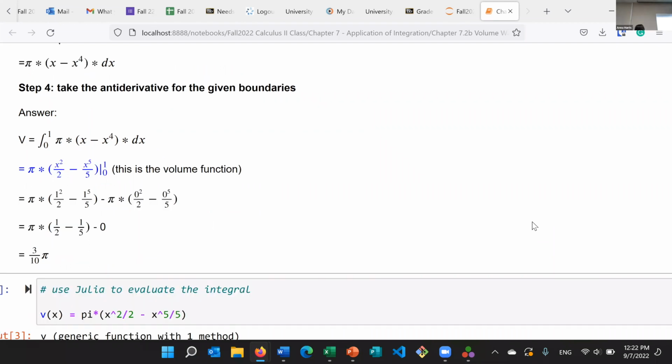Then what do you do? You're going to take the antiderivative of that. What do you get then? X becomes what? X squared, and then divided by 2.